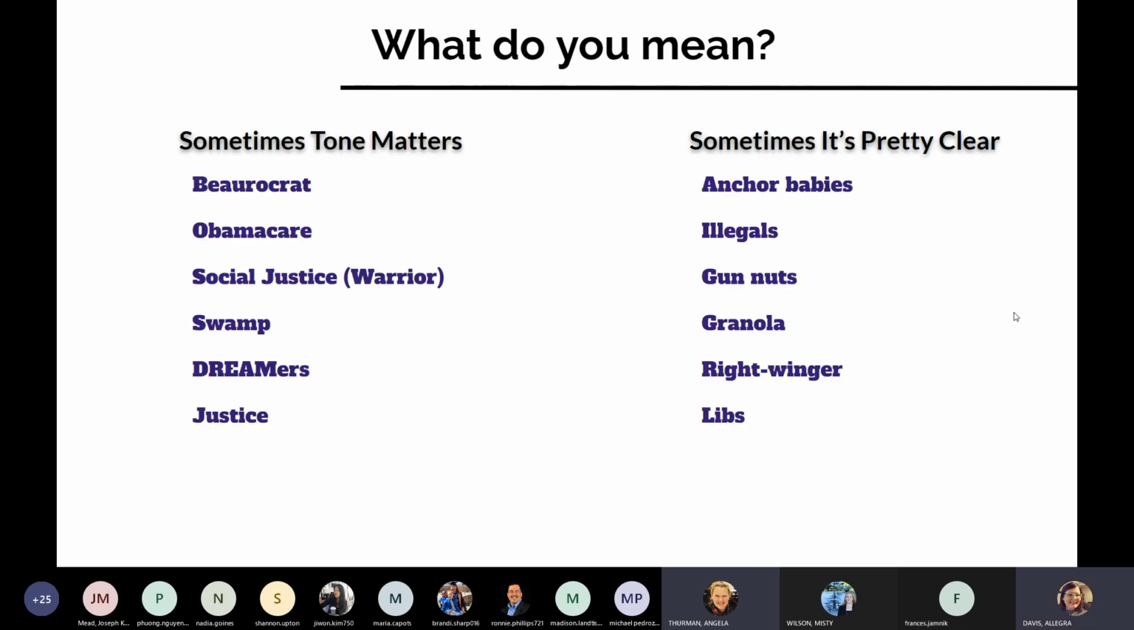Yeah. So sometimes there are words where it depends on the context and it depends on the tone in which they're said. And so all these words in the left-hand column are words that mean something different depending on who's saying them, when they're said, and in what tone. So a lot of times you hear the word bureaucrat and it's a neutral word.